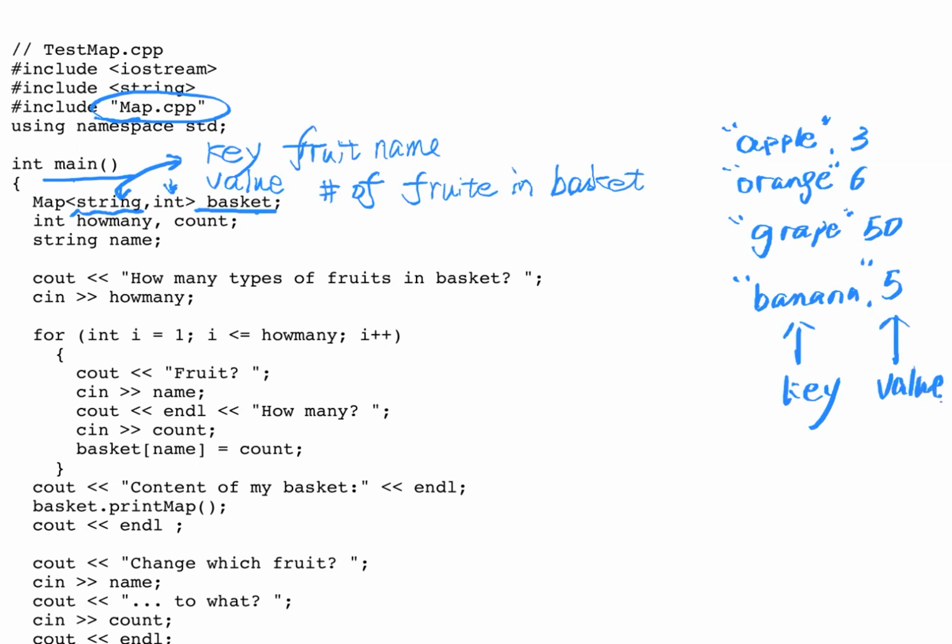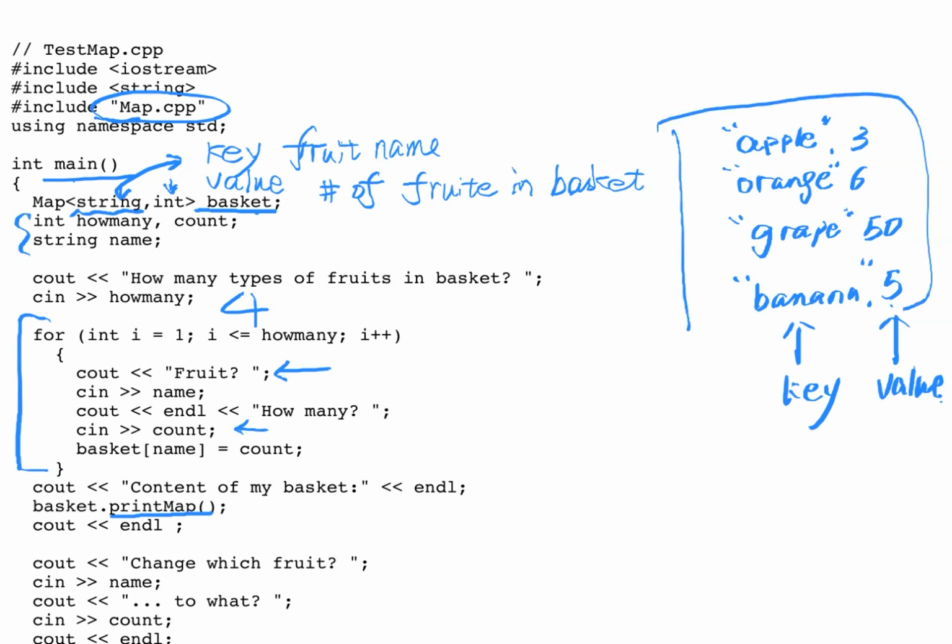Now we declare some local variables, and we prompt the user to enter how many types of fruit are in the basket. Now assuming the user enters 4, that means we will store 4 entries in this map. And then we use a for loop to prompt the user to enter the fruit name and the number of fruit in the basket. Now assuming the user enters apple 3, orange 6, grape 50, and banana 5. And then we call the print map to print the content of basket. We will get all these 4 entries.